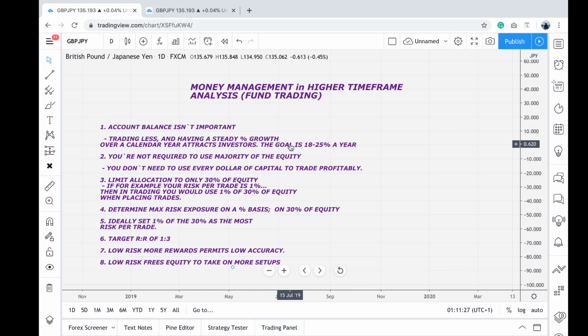Because this is what most people bring in a year on fund accounts: 18 to 25% ROI every single year. So what you want to do is trade as little as possible. You want to expose yourself to the least risk in the marketplace, but really double down on trades that pay every single day. So this is where patience comes into play.